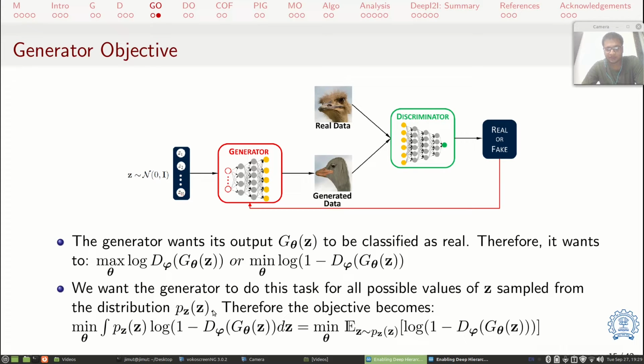So we want the generator to do this task for all possible values of z sampled from the distribution pz of z. Therefore, the objective becomes this equation. So min over theta, we integrate pz of z and log of 1 minus d phi of g theta of z. This is the generator objective. Or we can also minimize the expectation of this term.